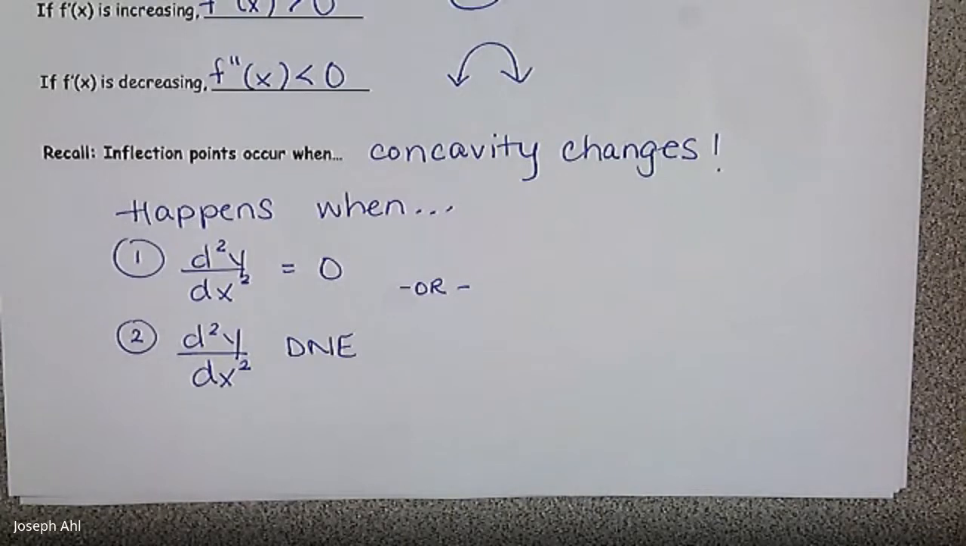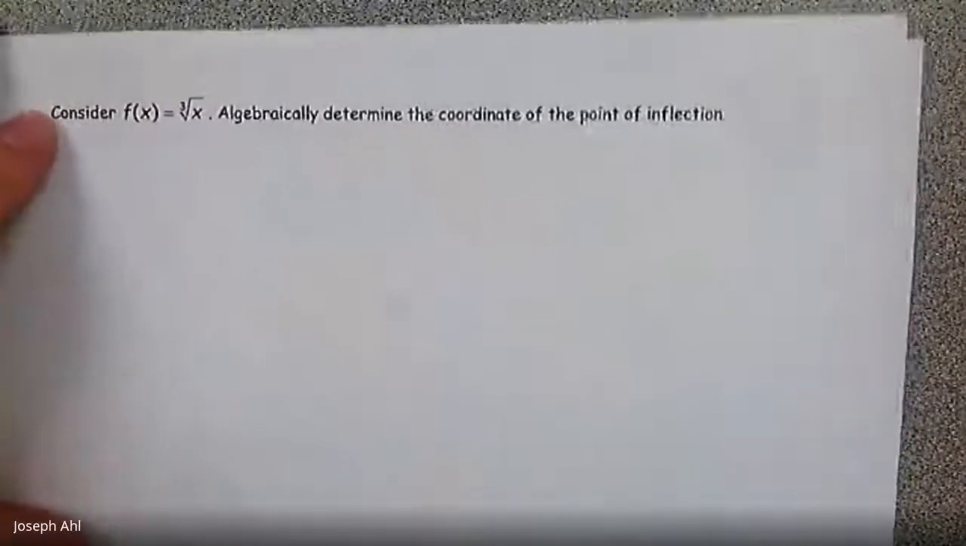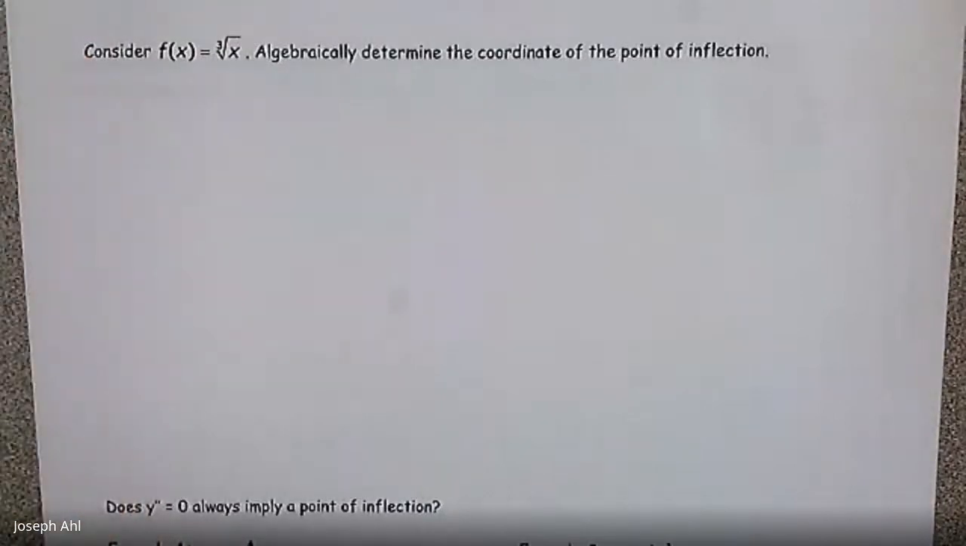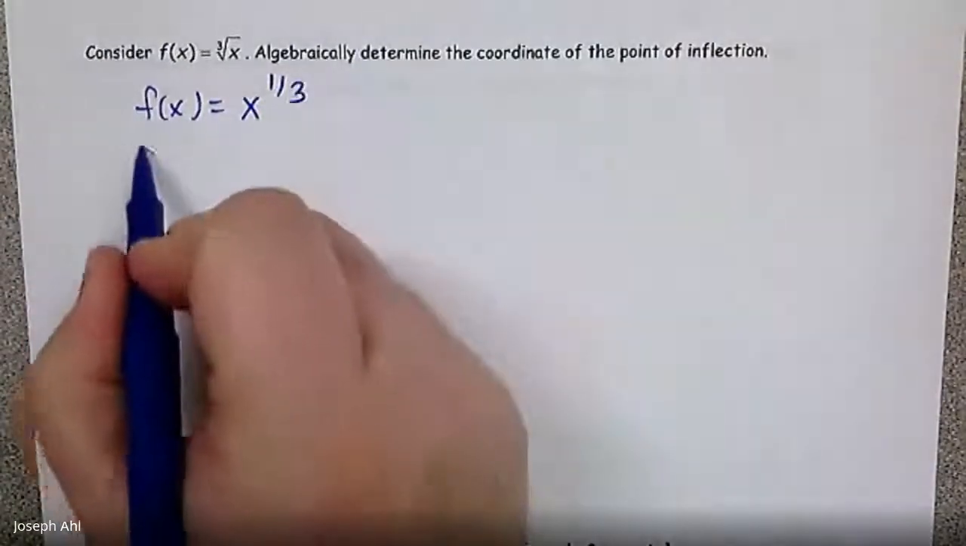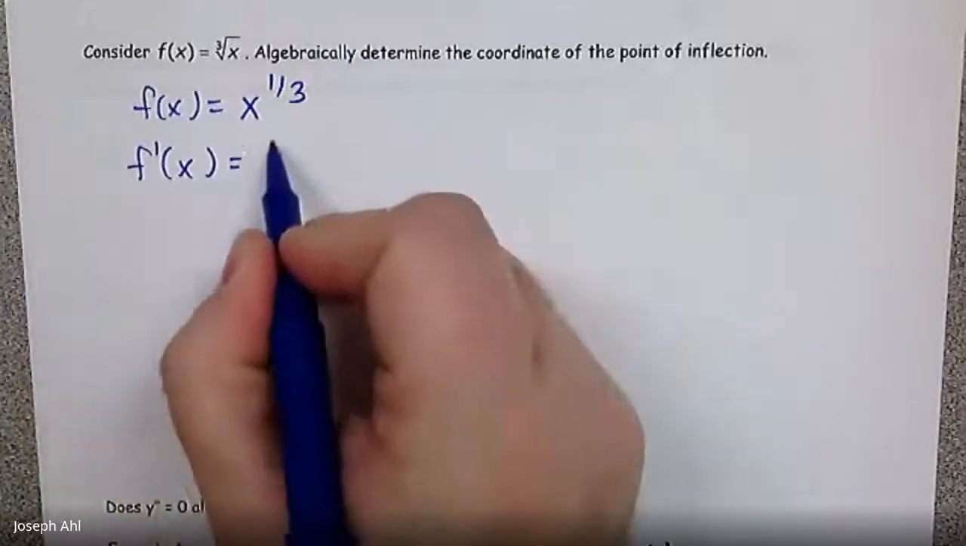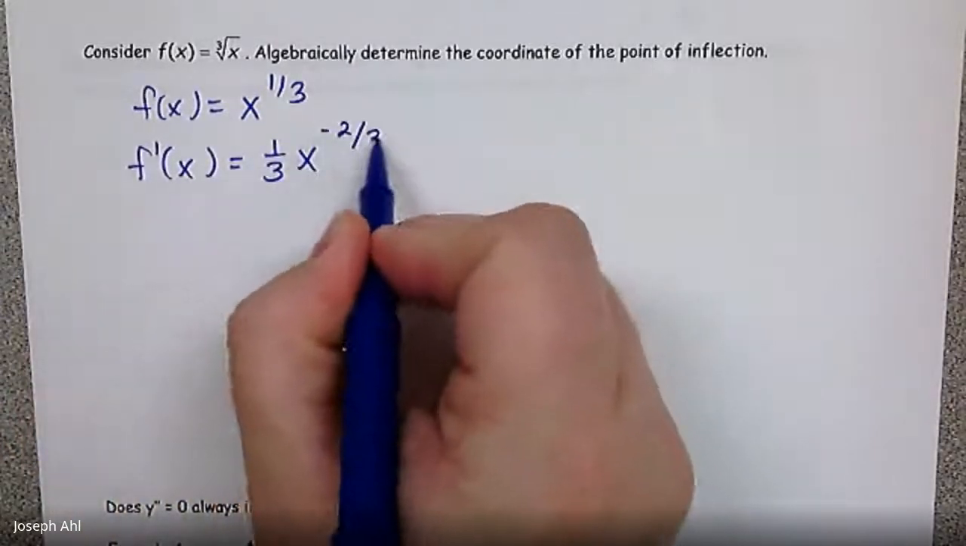Let's extend that a little bit. If you look at the next page, we're going to take a look at finding algebraically the coordinates for the point of inflection for the cube root of x. Now, I think if you know what cube root of x looks like, you're going to be able to find the point of inflection without even necessarily doing the calculus, but let's use calculus to confirm it. So if we start with f of x equals the cube root of x, which is x to the 1/3, if you want to use some power rule here, the first derivative would be 1/3 x to the negative 2/3.